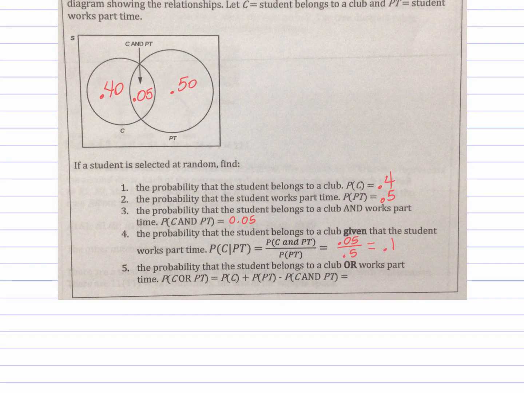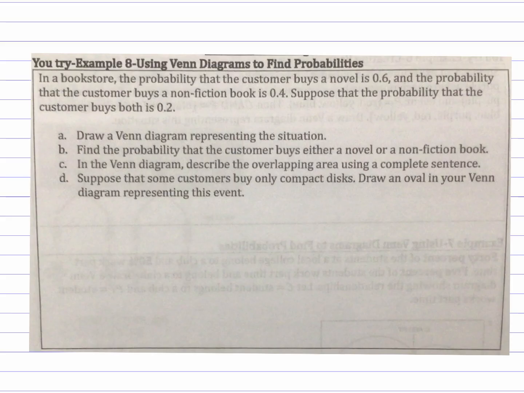And then number 5, the probability that the student belongs to a club or works part-time, and in this case we would sum the two probabilities and then we would subtract the overlapping students, so we would get 0.85. All right. Example 8, you try, and I encourage you, pause the video and find your probabilities. This is the last example.